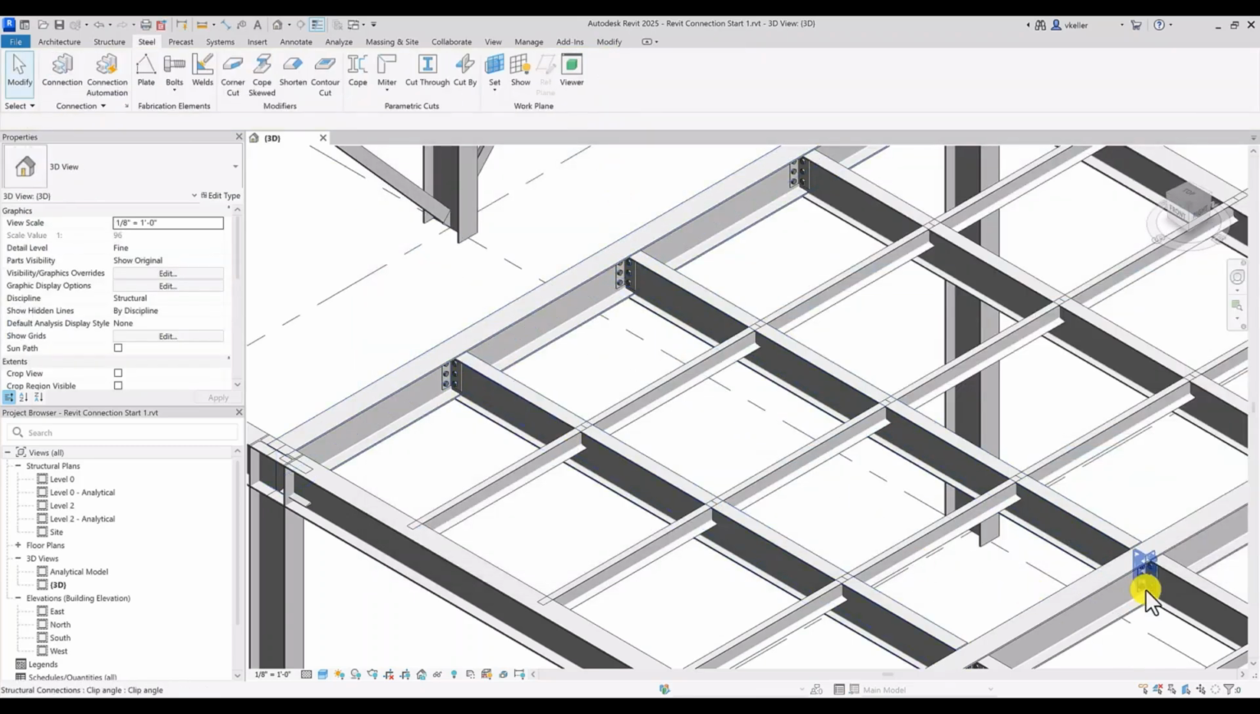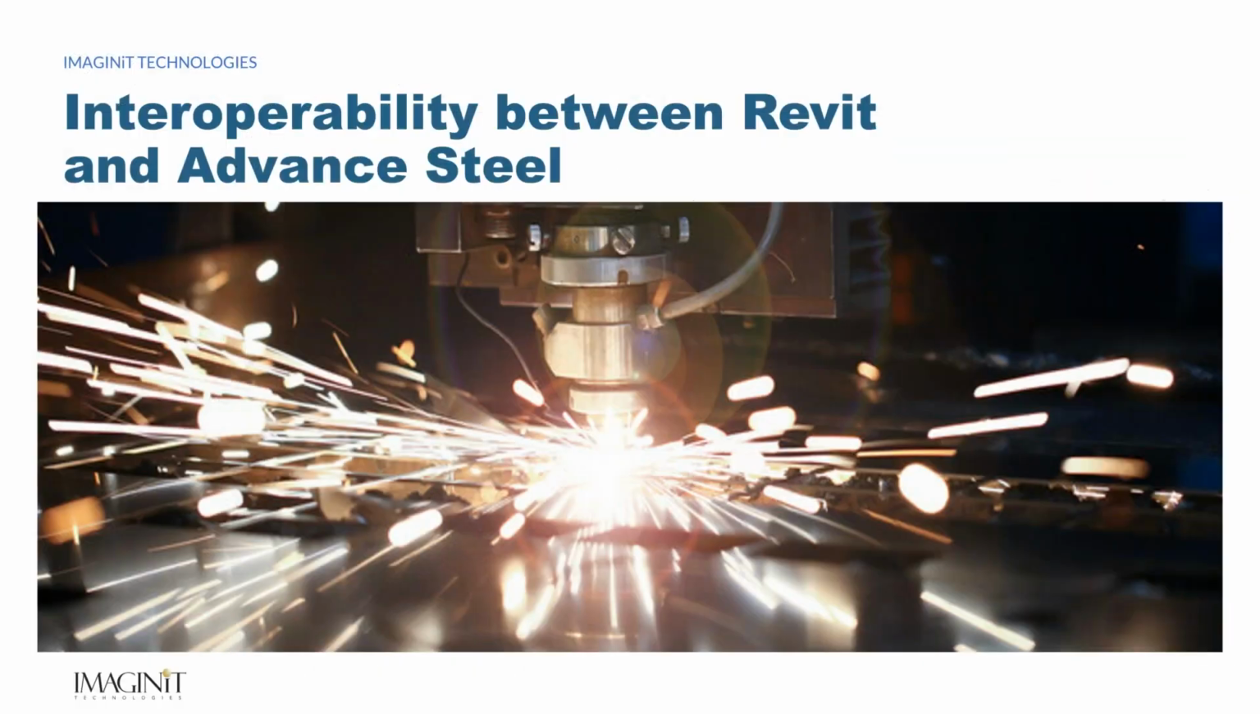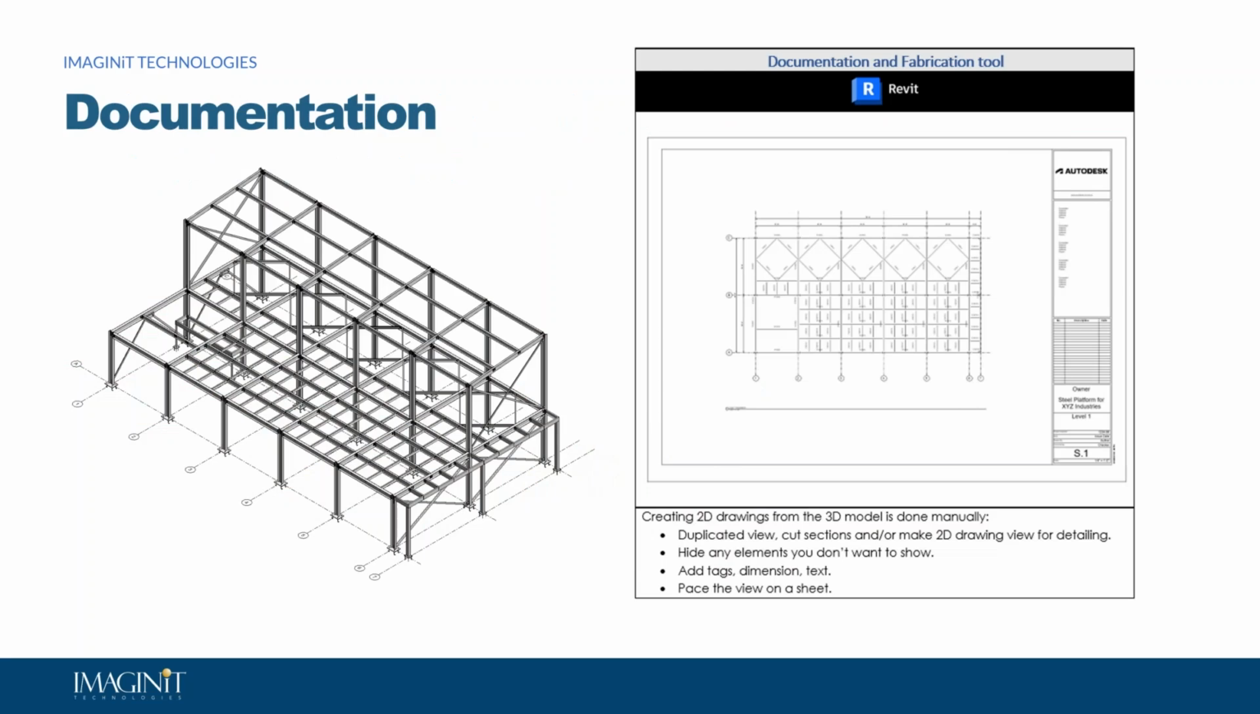So, yep. But I have the same type of connection, same library that you saw in Advanced Steel. It just feels a bit different, that's all. All right, cool, connections. Now, let's take a little closer look at the interoperability between Revit and Advanced Steel. I'm going to discuss this through documentation.